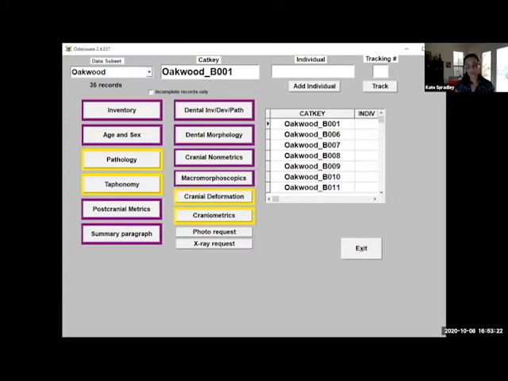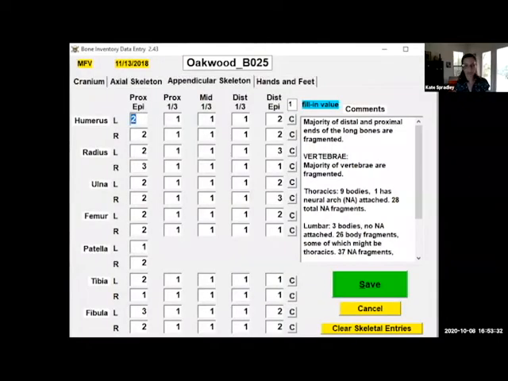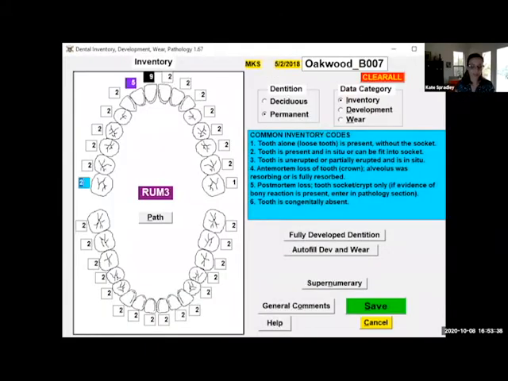Once the data is entered into the program, it's stored in a database. So it's very helpful for curating the data as well as future analyses. And it just provides a very systematic way to inventory the remains and to collect dental data, pathology, and all other standard data in an easy format.